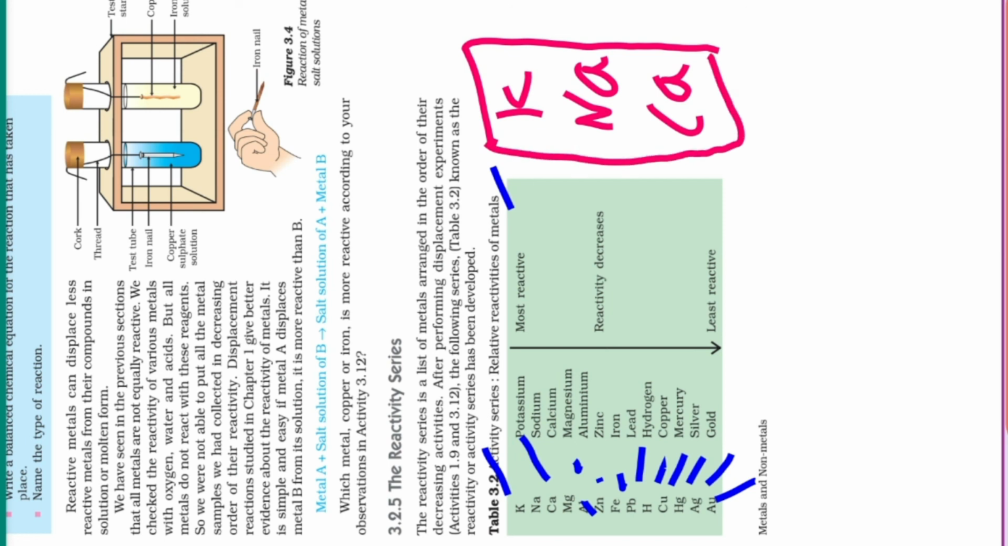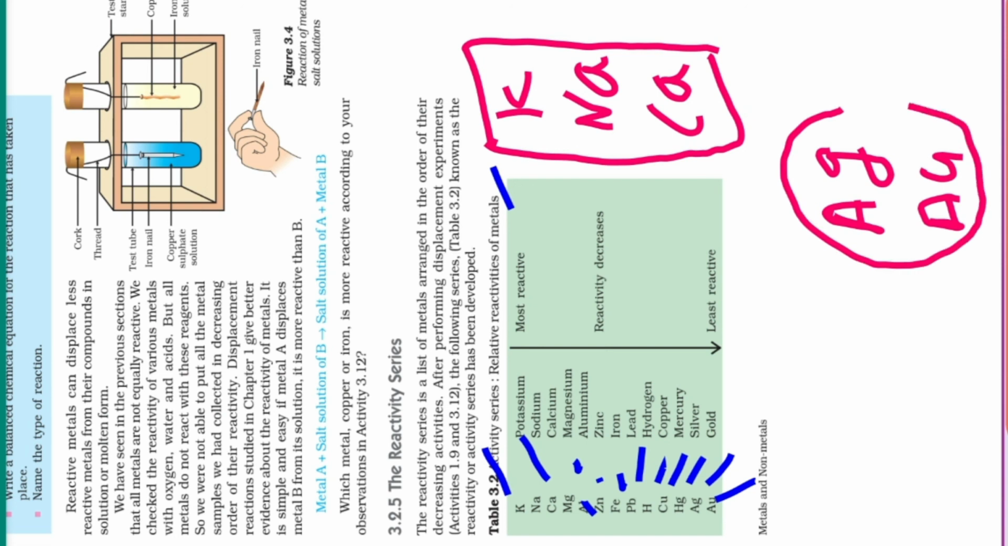I think I told you so many times. And just remember the last two, it is a very easy way: silver and gold. Silver and gold are least reactive. Are you getting my point? Potassium is most reactive: potassium, sodium, calcium. Then at the end, silver and gold. In between you just remember there.